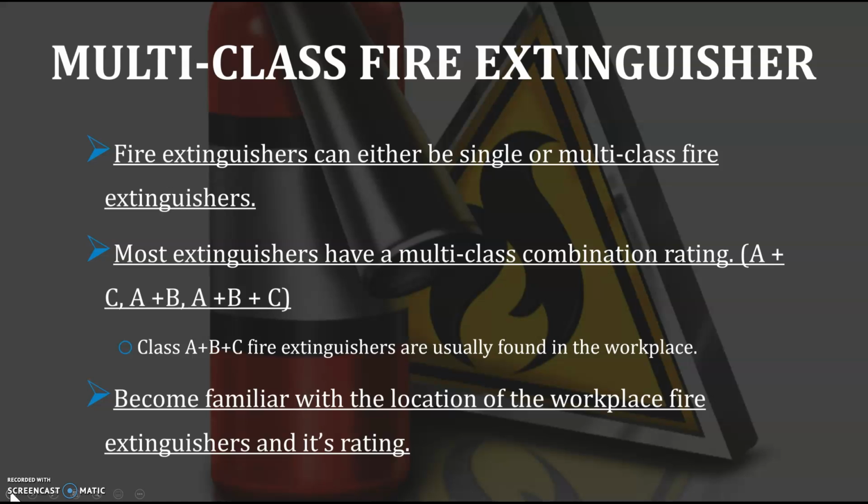After considering all the different classes of fire extinguishers, some extinguishers are multi-class fire extinguishers. This means that they can either be single or multi-class fire extinguishers. Most extinguishers have a multi-class combination rating such as A plus C, A plus B, A plus B plus C. Class A plus B plus C fire extinguishers are usually found in the workplace, since it would need to be able to be used for all different types of possible fires that could happen. You should definitely become familiar with the location of the extinguisher in the workplace and its rating for what it can do.